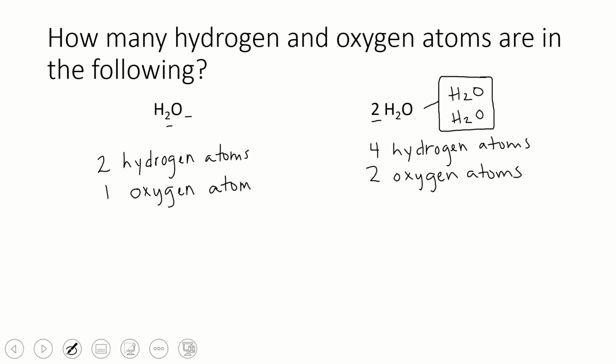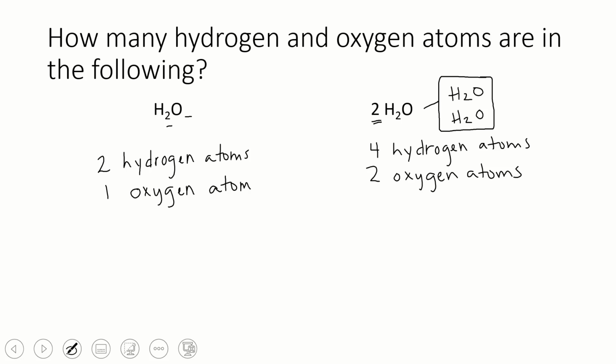Alternatively, I can take the coefficient in front of the formula and multiply it by the subscript after the element. So for example, hydrogen has a subscript of 2 written after it. So I take 2 times the 2 coefficient in front to give me a total of 4 hydrogen atoms. For oxygen, nothing is written, so there's an understood 1 to be there. So I take that 1 and multiply it by the coefficient of 2 in front of the formula, and I get a total of 2 oxygen atoms.